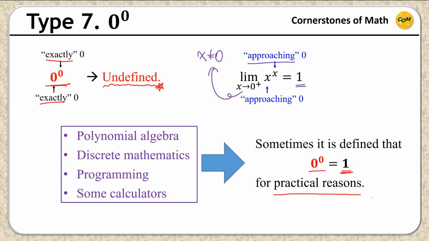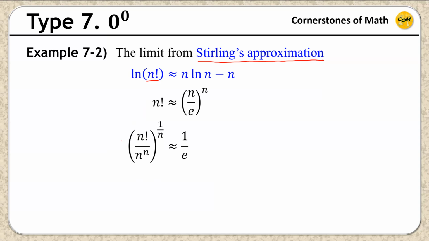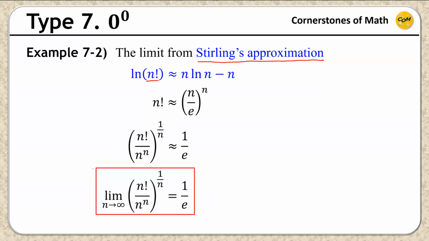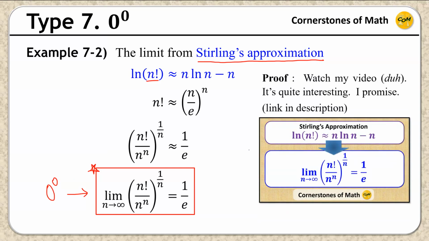But enough of this, because I would like to give you one final example of 0 to the power of 0 type limit, which comes from the Stirling's approximation, the famous approximation for factorials, so it can be handled more easily in terms of algebra. If you rearrange this formula, you obtain this expression, which is equivalent to this limit. And this right here is 0 to the power of 0 type limit. As for the proof of this limit, somebody already made a really good video about it. I will put the link in the description so you can go watch it.